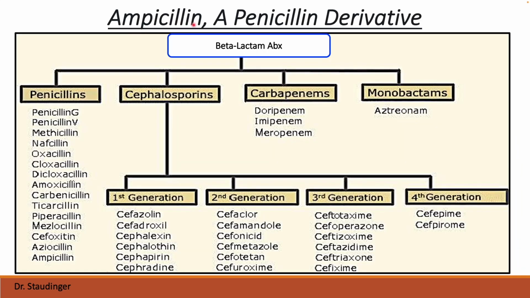While ampicillin is a penicillin derivative, the group of beta-lactam antibiotics is rather large, as shown in this slide. Penicillins are amongst a subgroup of beta-lactam antibiotics. Others include cephalosporins, to include first, second, third, and fourth generation cephalosporin antibiotics. Carbapenems and monobactams, all are beta-lactam antibiotics.